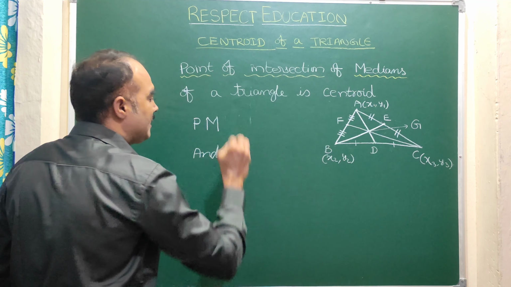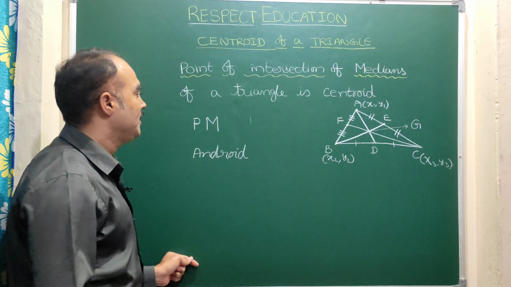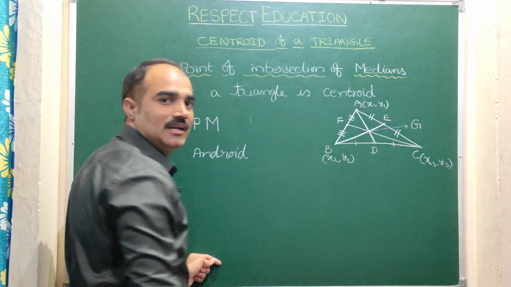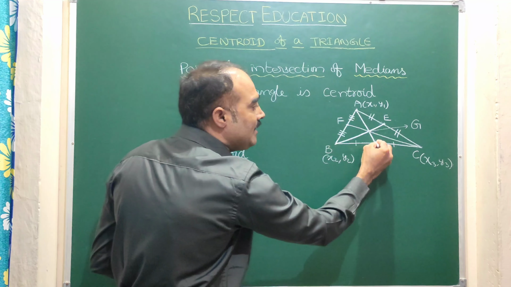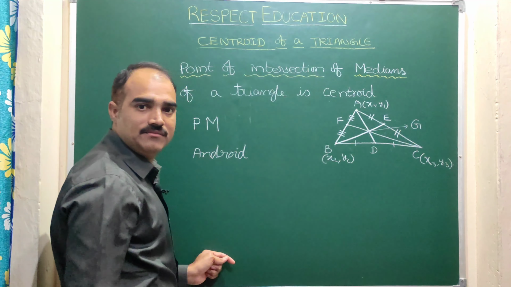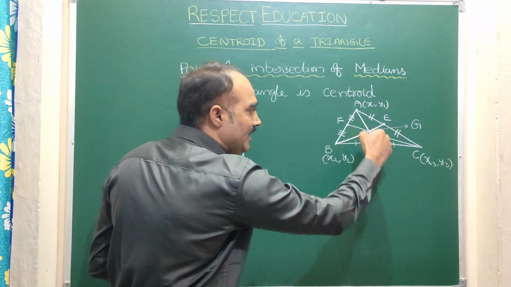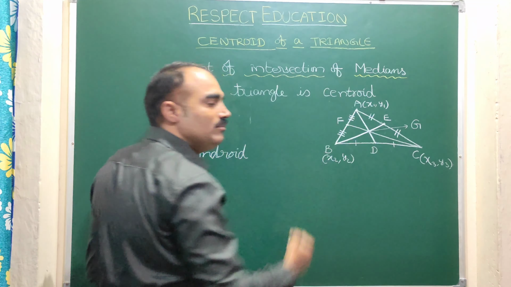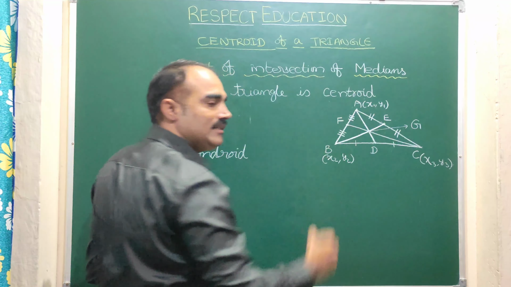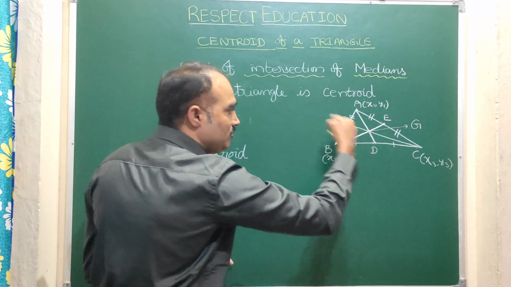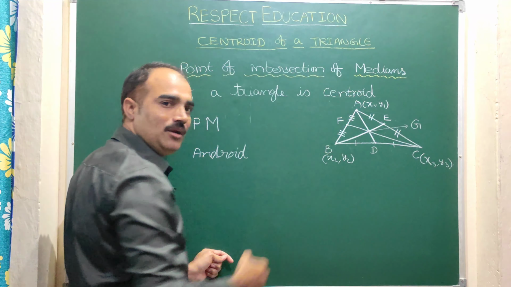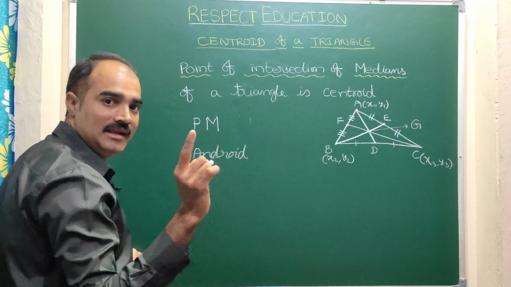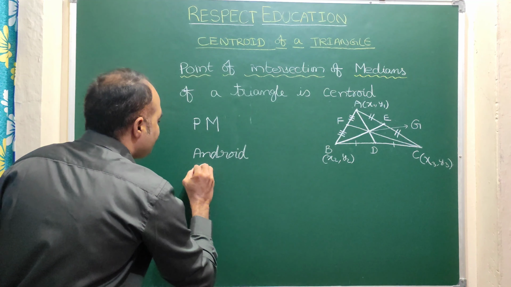Centroid, I am writing it as android. So here, as I told you, medians. Median is related to a concept that is midpoint. See here, if AD is median, D is midpoint of BC. If BE is median, E is midpoint of AC. If CF is median, F is the midpoint of AB. So here, this median concept is linked with midpoint.